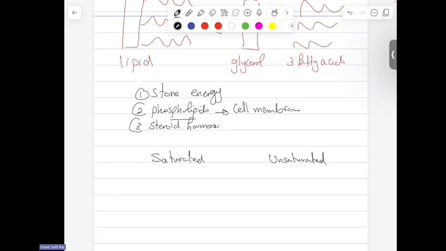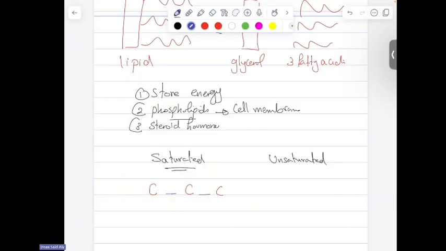The main difference between them is the bond between the carbon. Regarding the saturated fatty acids, this is the first carbon and this is the second carbon. All of the bonds between the carbon, they are single. Look here, this is called single bond. Okay, carbon carbon single bond.